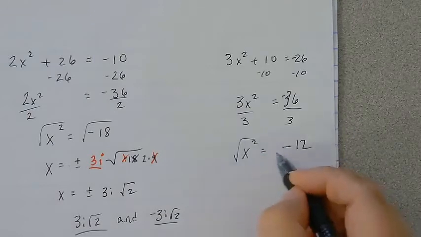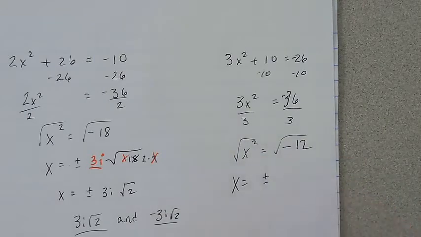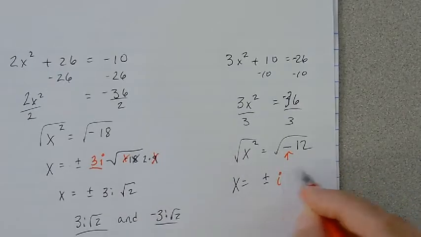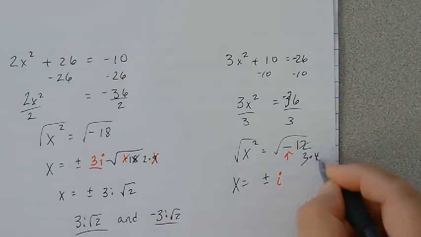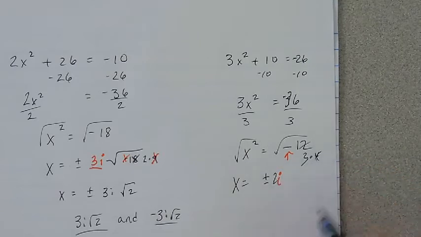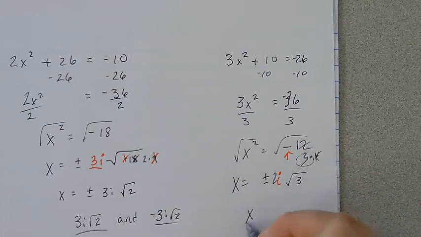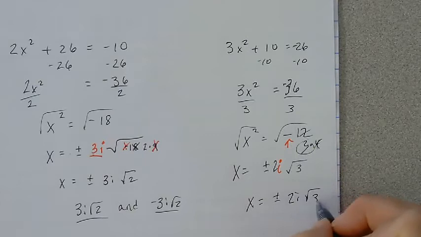And I'm going to square root both sides. So I get x equals plus or minus. The square root of a negative is i. And then 12 goes to 3 times 4. And the square root of 4 is 2. And then what's left inside here is just the 3. So x equals plus or minus 2i square root 3.